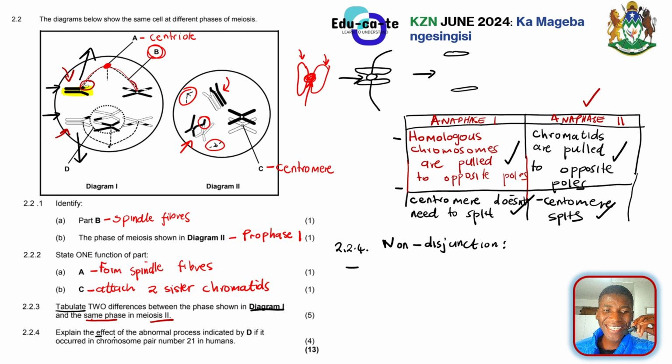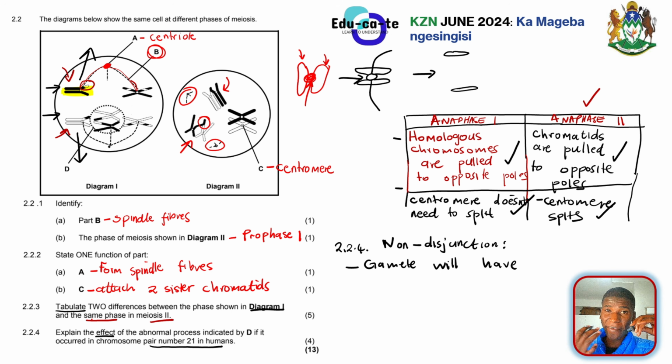What is the effect of this abnormal meiosis indicated by D, which is the effect of non-disjunction if it had occurred in chromosome pair number 21 in humans? Remember that in humans, when non-disjunction occurs at pair number 21, the gamete that will be formed will have an extra chromosome, an extra pair number 21. So we can say that the gamete formed at the end of this meiosis will have an extra chromosome, or you can say it will have 24 chromosomes.